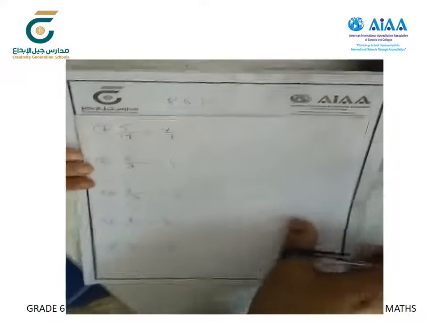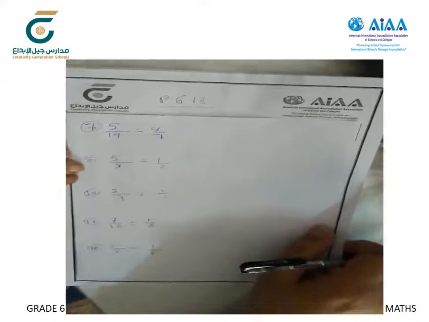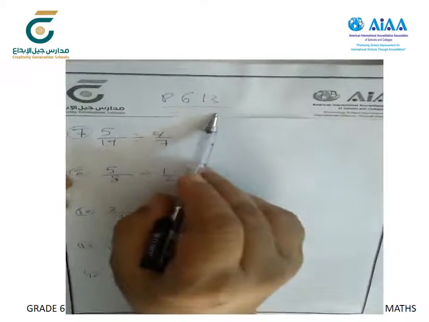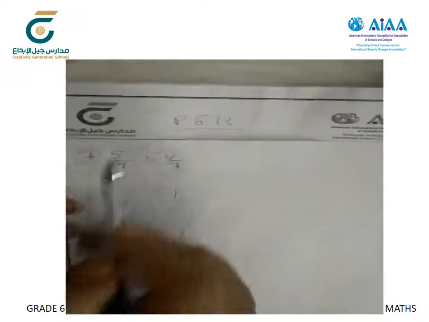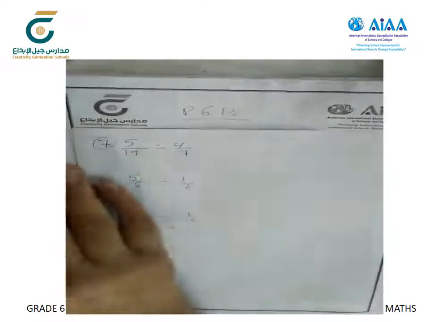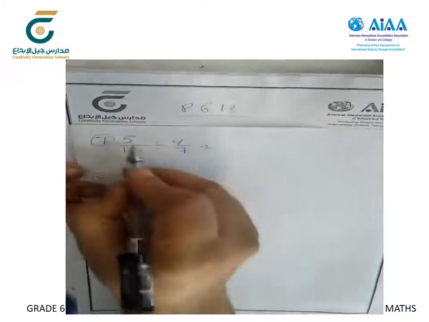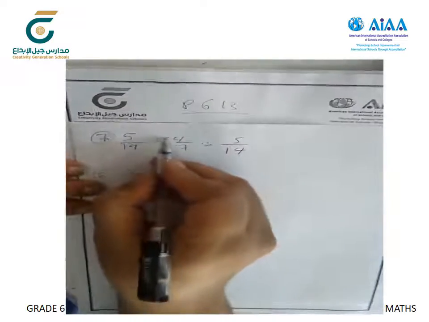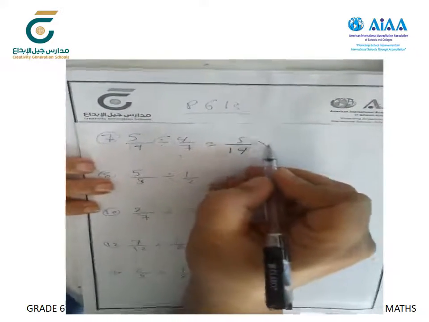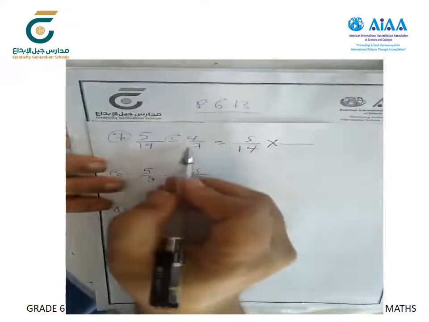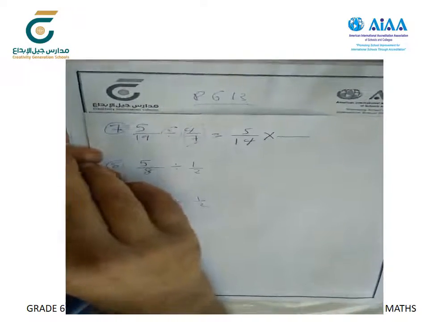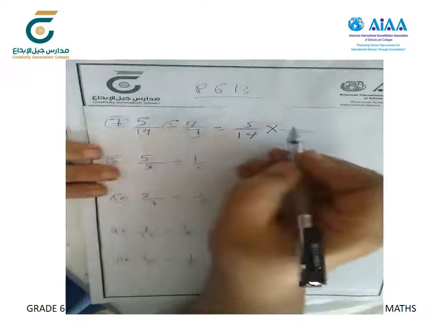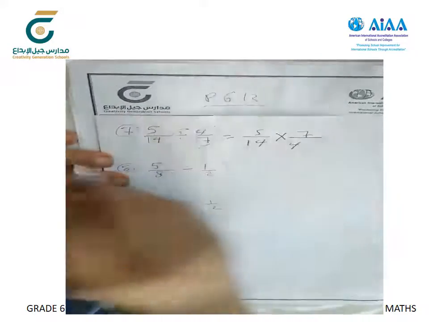Hi guys, today I will teach you how to divide fractions. Okay, open your book page 613 and please concentrate. 5 over 14 divided by 4 over 7. Okay, we write the first fraction the same, and the divide converts to multiply. Then we write the reciprocal of 4 over 7. Reciprocal of 4 over 7 means we reverse the fraction to be 7 over 4.